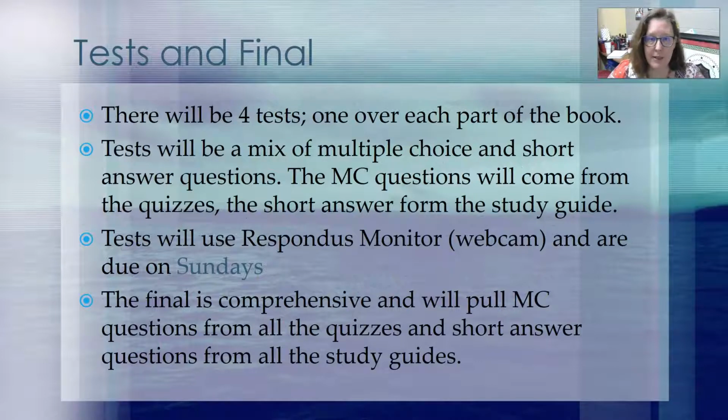So there are going to be 4 tests. If you look at the book, you'll see it's divided up into parts. So there'll be a test at the end of each book part, okay? The test will be a mix of multiple choice and short answer questions. So the multiple choice questions will come from the quizzes, and then the short answers from the study guide. So I give you a study guide with exactly all the different short answer questions that are in there. And it's posted in each unit, especially at the beginning, so you can start working on that study guide from the first week and just keep working on it. And then you have everything that you need for the test and then also for the final.